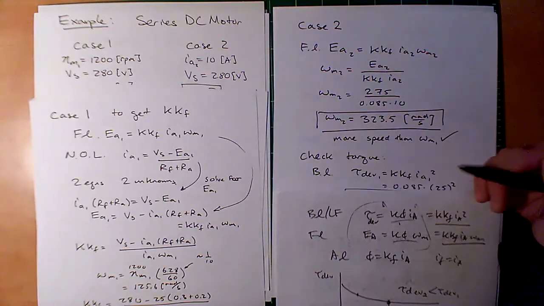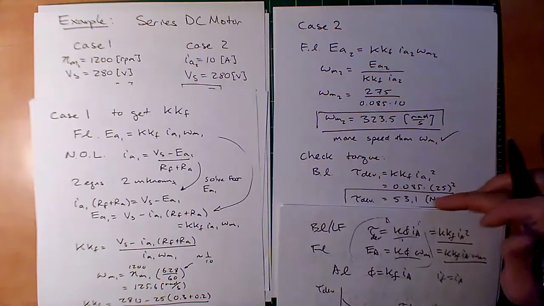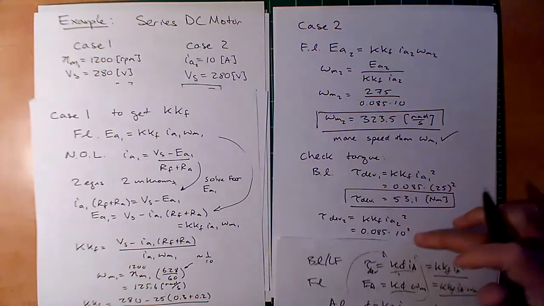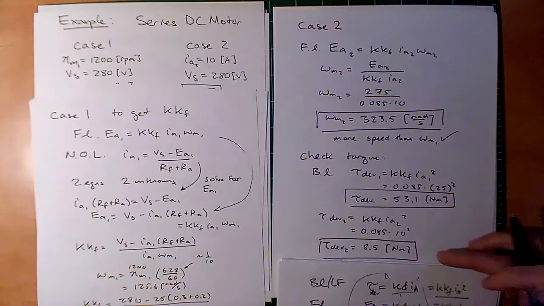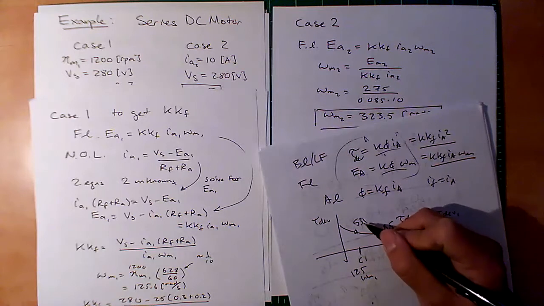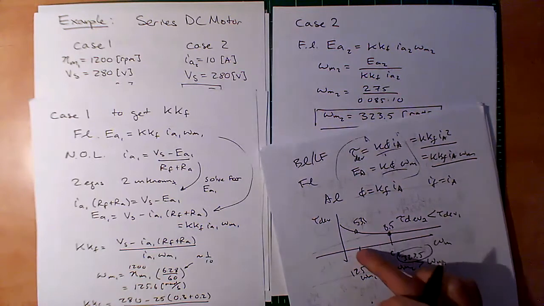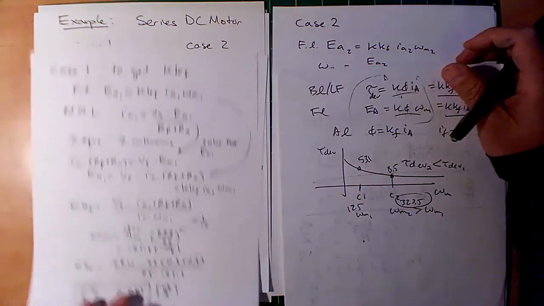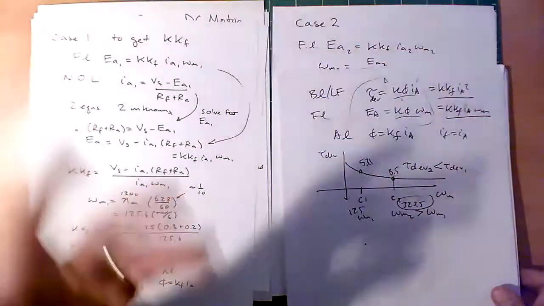Look at case one, because now I have the KKF number. In case one, I get 53.1 Newton meters. And in case two, I get 8.5 Newton meters. And yes, it follows the trend of high speed, low torque, low speed, high torque. Good. So I hope this example hits home and brings all the equations together for a series motor.